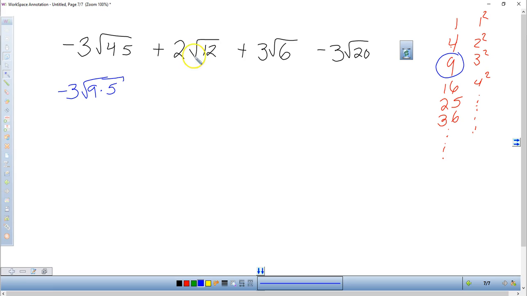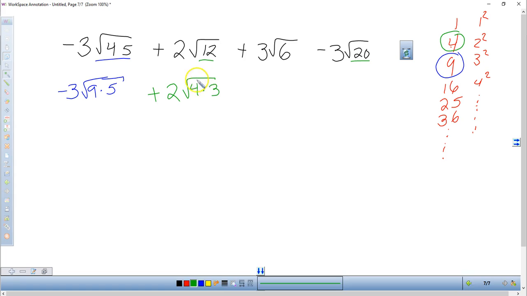So that was simple. That was pretty easy. Now what I want to see is, can I do that with any others? Well, with 12, I'm going to underline them in the color that I'm using. So I used blue for the 45. Now I'm going to switch to green for the 12. And I'm going to use green for this one as well, because they're going to use the same number. So 12 and 20, they both can be divided by the perfect square 4. So it gives me 2 root 4 times 3.